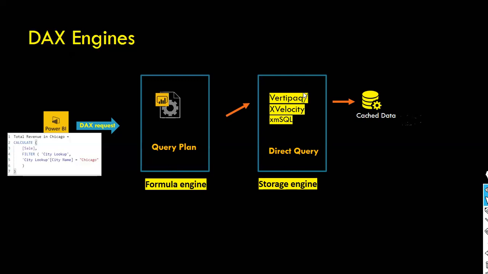Why does it have to send the query plan to the storage engine? Because the formula engine cannot access the data directly. It has to access the data via the storage engine only. In order to access the data via the storage engine, you need to submit the query plan to the storage engine.